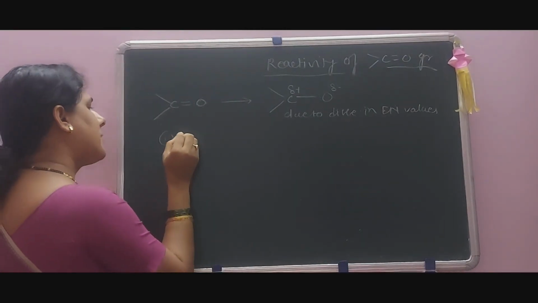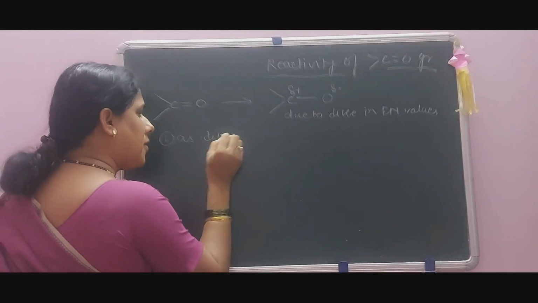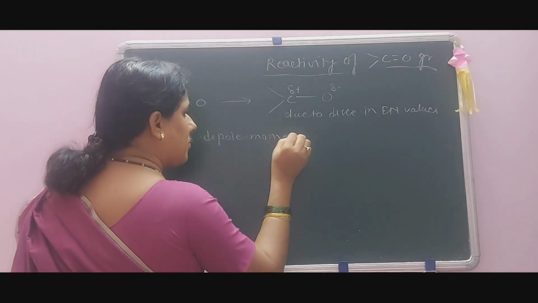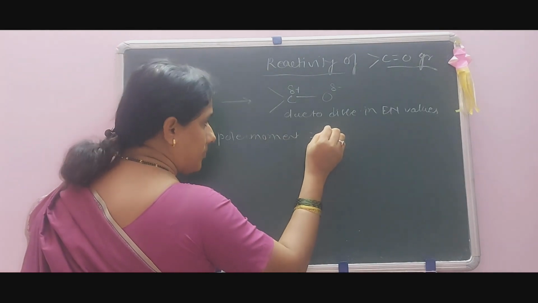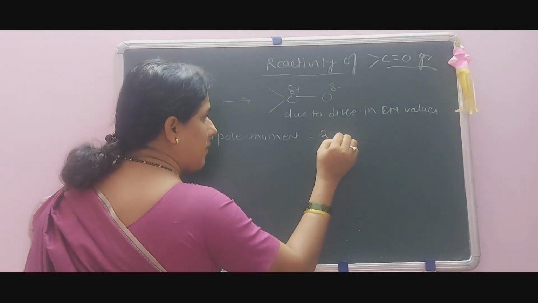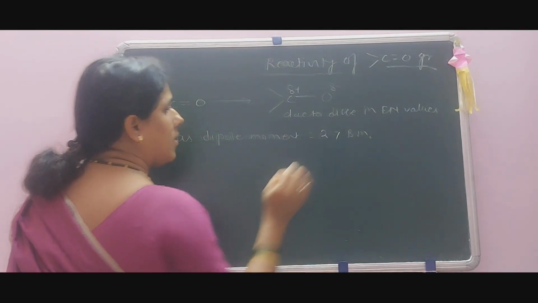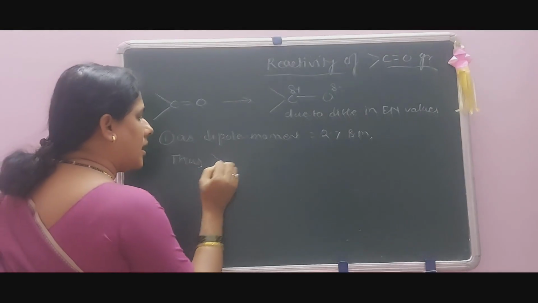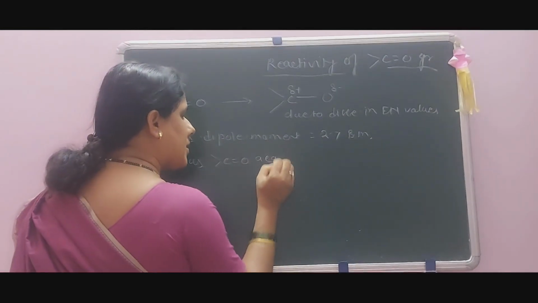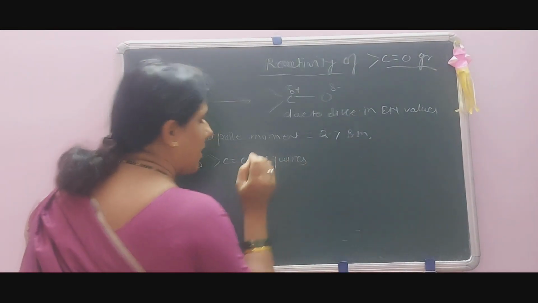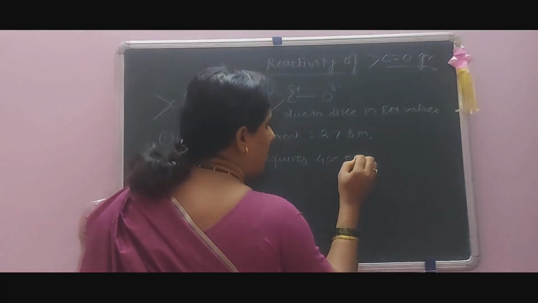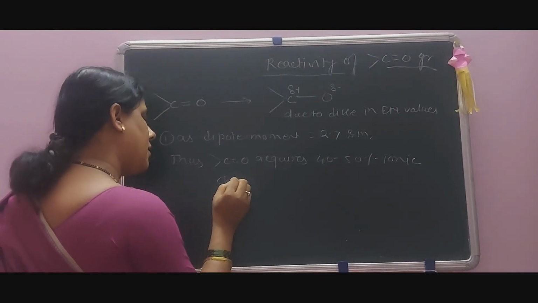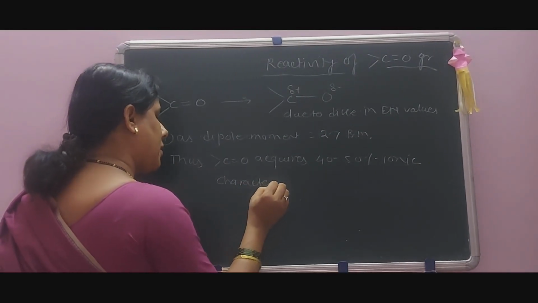And the dipole moment is equal to 2.7 D. Thus, the carbonyl group acquires 40 to 50% ionic character.